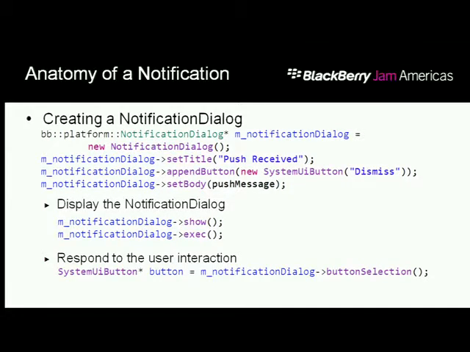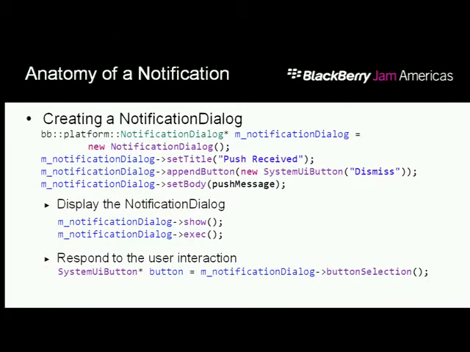They have to click that dismiss button, and you can handle that as you'd like. So from Cascades C++, we declare a notification dialog. We set the title to push received. We add a button, which is a system UI button. We're going to call it dismiss. And then we set the body, which is some data we're going to be retrieving from our push message.